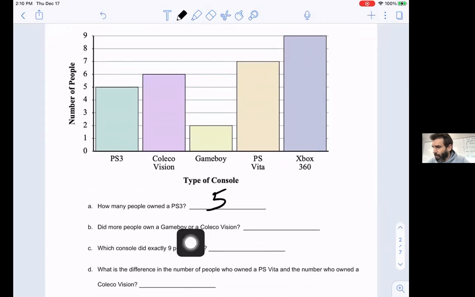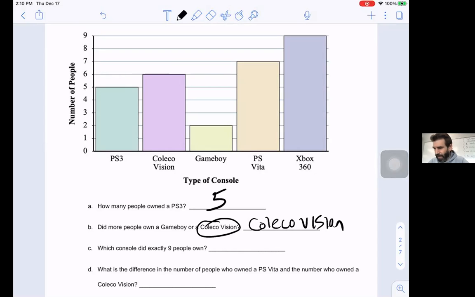Did more people own a Game Boy or a ColecoVision? I don't even know if I ever heard that. I must have missed that. So here's ColecoVision. It looked like, of this survey, 6 people owned a ColecoVision, whereas only 2 people owned a Game Boy. Did more people own a Game Boy or ColecoVision? We can circle this, so that is ColecoVision. I'm probably saying it wrong.